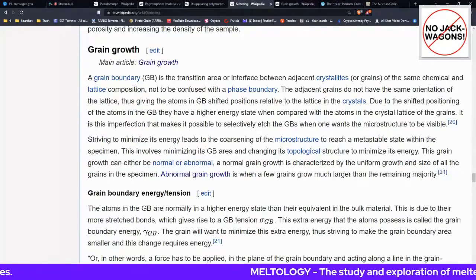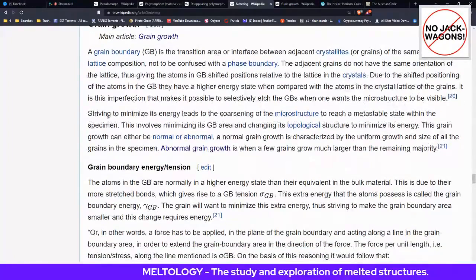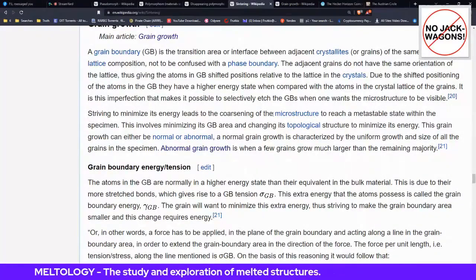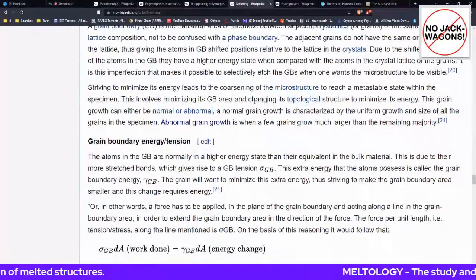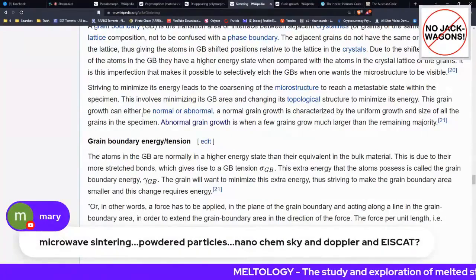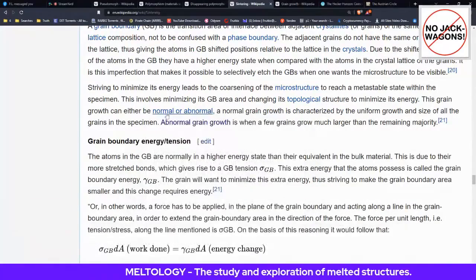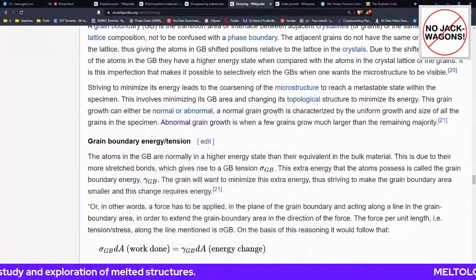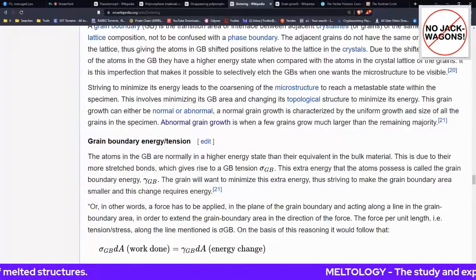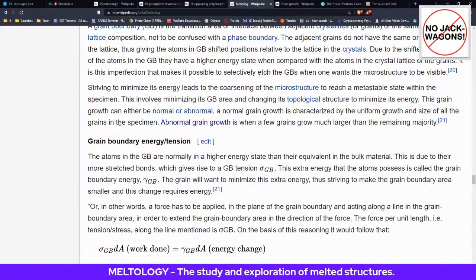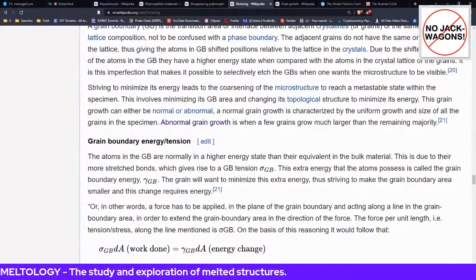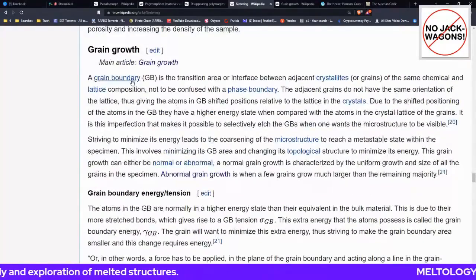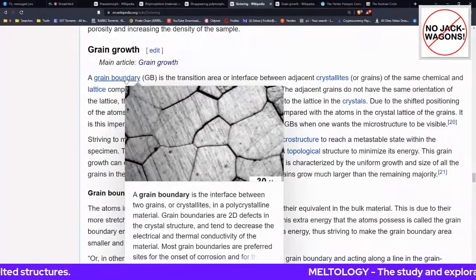a shift in position, yes. But what I want to read is the energy that goes through to the stable state, which is the specimen. This grain growth can be normal or abnormal grain growth. Normal grain growth is characterized by uniform growth, just like we see in the Peruvian structures, all really good and like this, like Jen showed, tightly fitted polygonal walls and stuff.